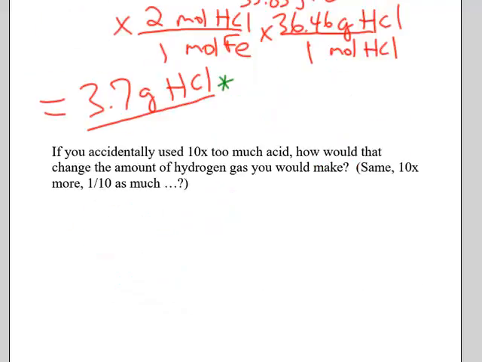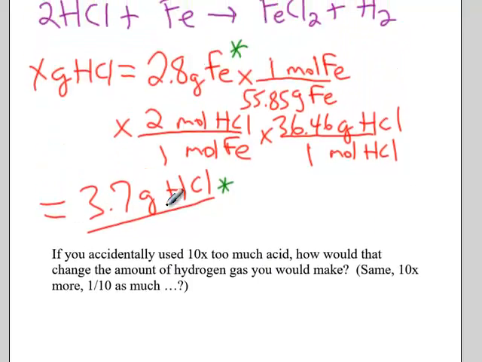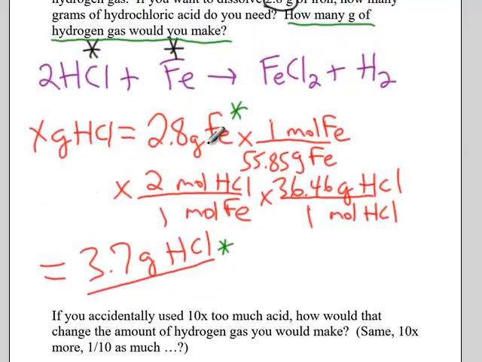Next, what happens if someone accidentally used 10 times too much acid? How would that change the amount of hydrogen gas? So we calculated we were supposed to add 3.7 grams of hydrochloric acid. What would happen in the lab if we used 37 grams? So with 3.7, we had the perfect amount of each reactant. You could say both of them are limiting because both of them run out at exactly the same time.